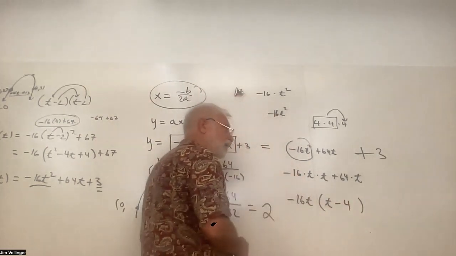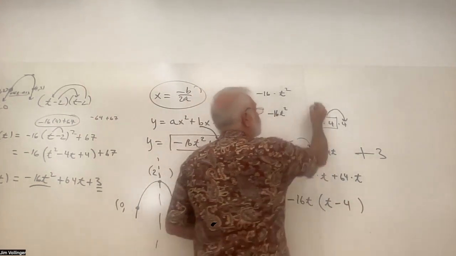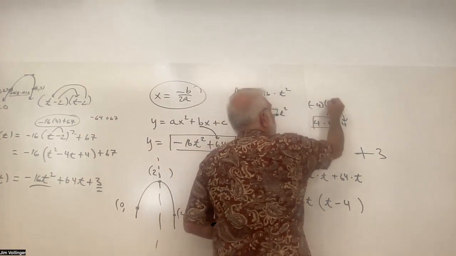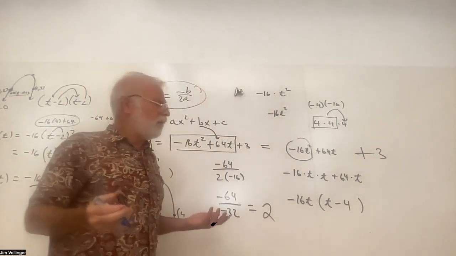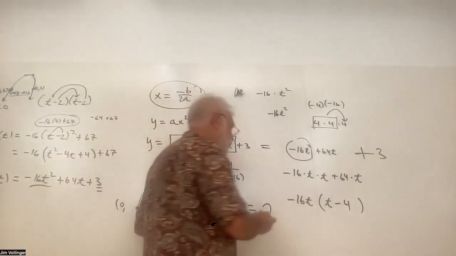Actually, it's minus 4. Okay, so minus 4 times minus 16 gets us a positive 64. All right, so let's look at h of t.